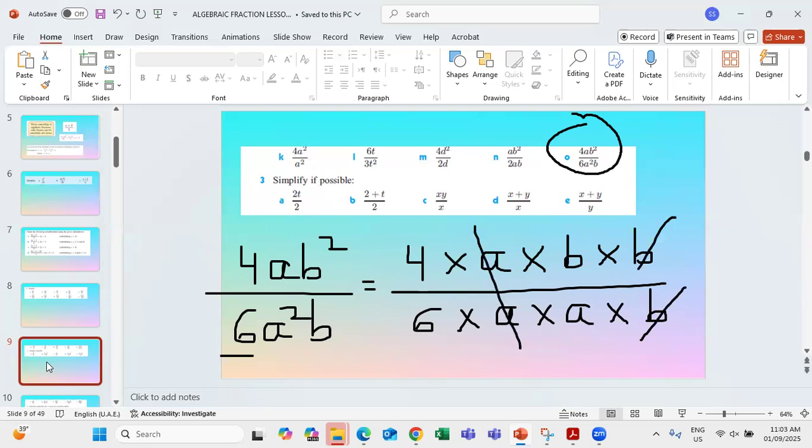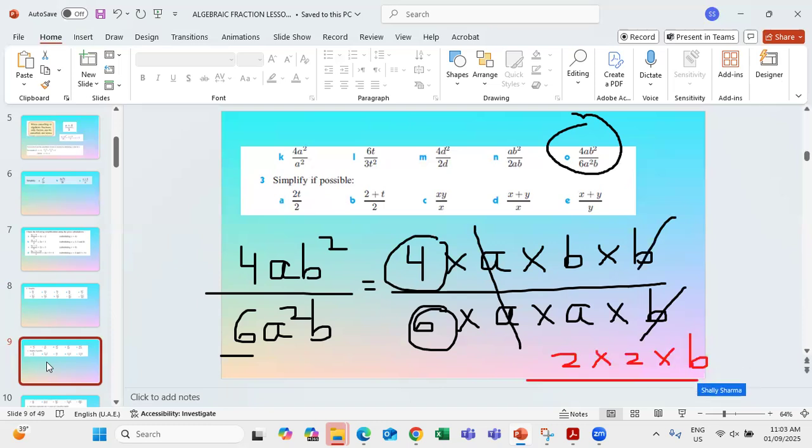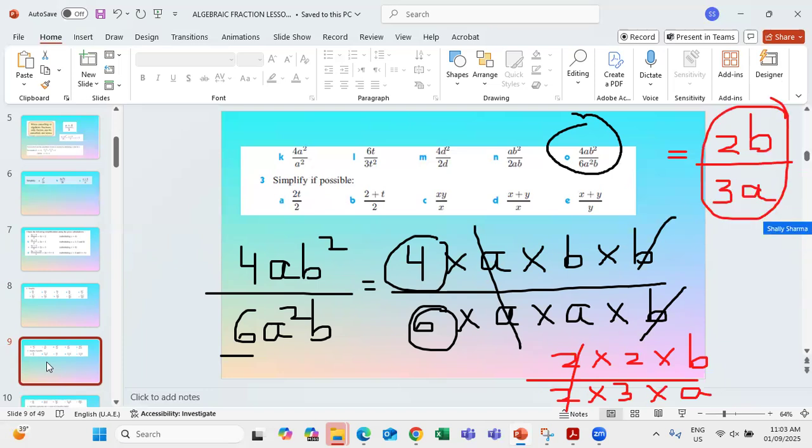Still I can see 4 and 6, they have a common factor of 2. So this 4 can be written as 2 times 2 and then we are left with a b, and 6 can be written as 2 times 3 times a. So 2 and 2 got cancelled and we are left with 2b over 3a. So this is the final answer.